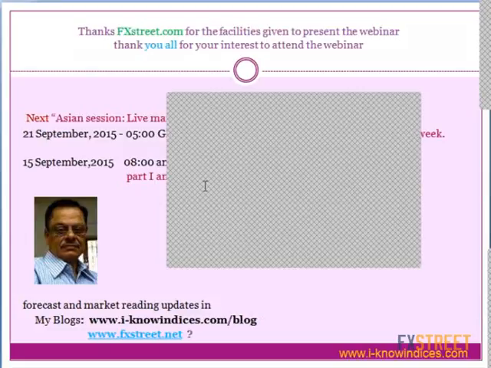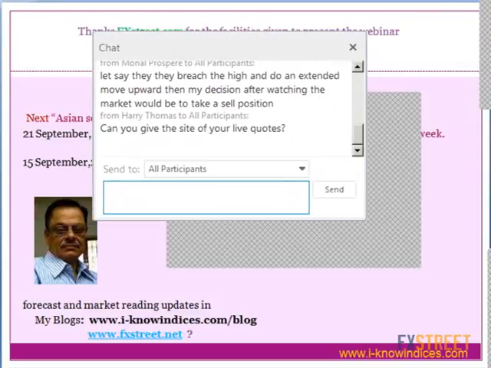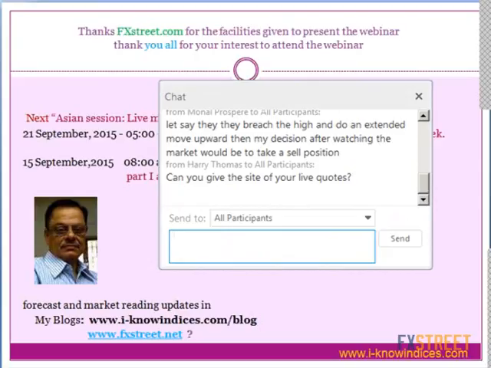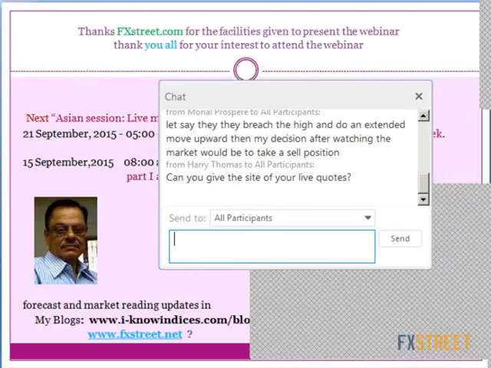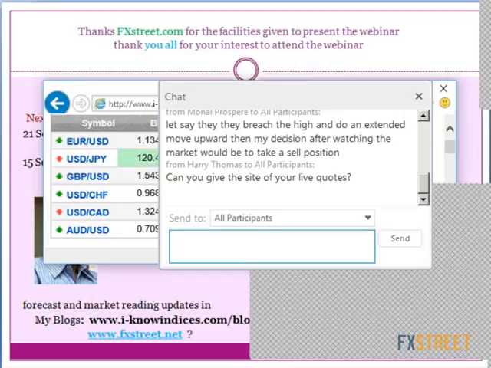Then Moma. So here is a theoretical situation. Let us say they breach the high and do an extended move upward. Then my decision after watching the market would be to take a sell position. So that's what I told you, that when they just breach the high, you have to watch for 30 minutes. And if they go above the initial high, stay there above for 10 minutes, but do not continue to breach further upward after 10 minutes.